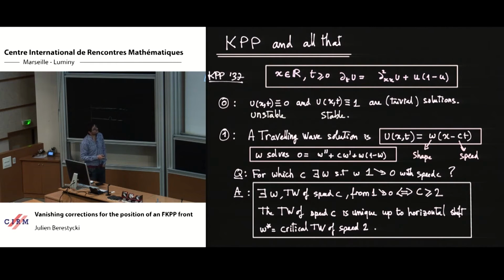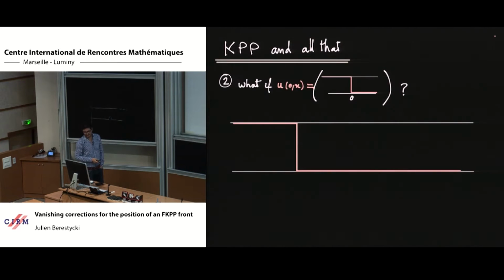All right, and so if I were to take a solution that goes from 0 to 1, then I will have the same solution, but it will go in the reverse direction. It will go with a negative speed. It will go to the left, because 1 is always invading 0. Okay, so that's very good.